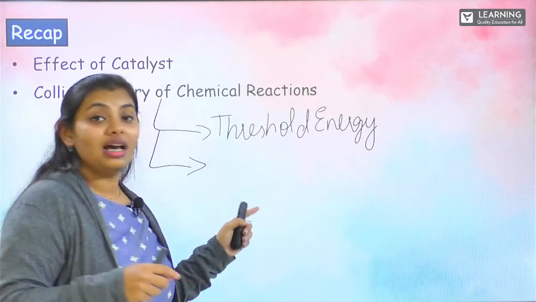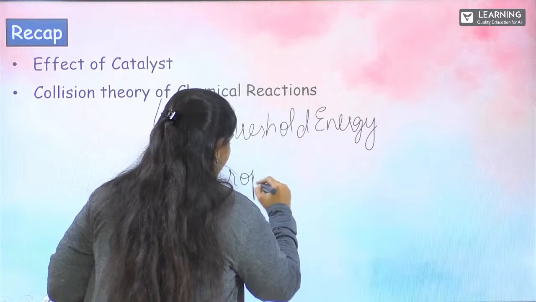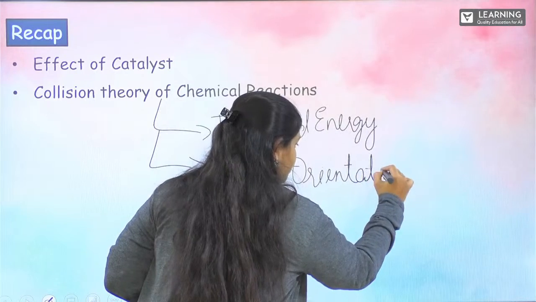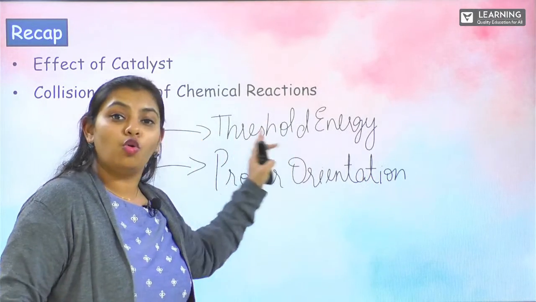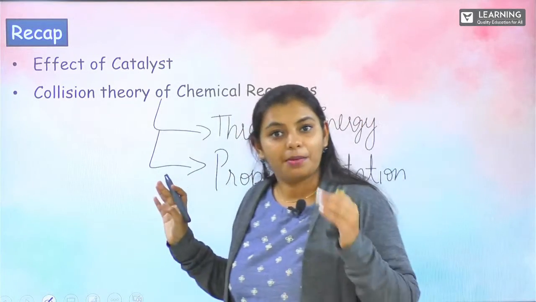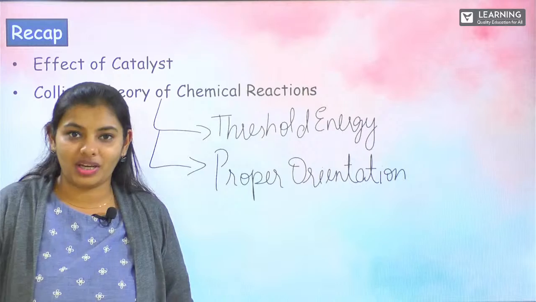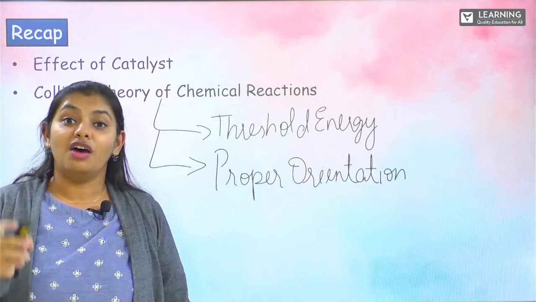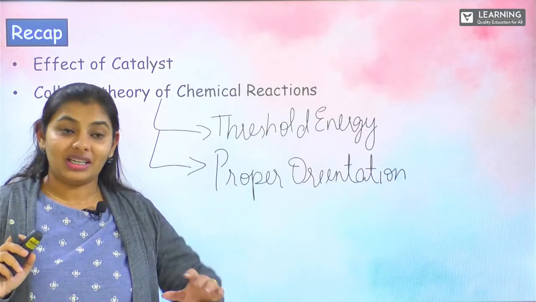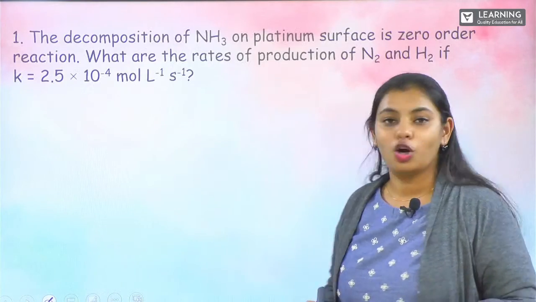Fine, threshold energy. And the next thing was proper orientation. Clear? These are the two things present in the collision theory. If both of these factors are met, then we can say how the collision frequency plays a role and how the rate of the reaction depends on collision frequency. We also introduced another factor, called the probability P, or the steric factor, which is for proper orientation. Clear? So we'll start off today's session with our first problem.